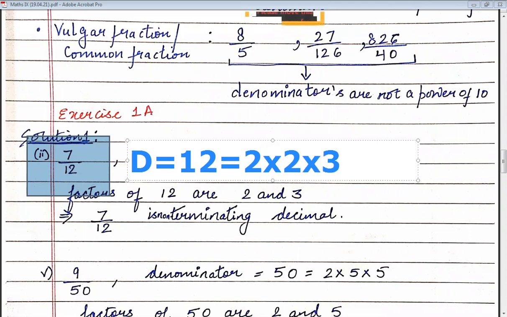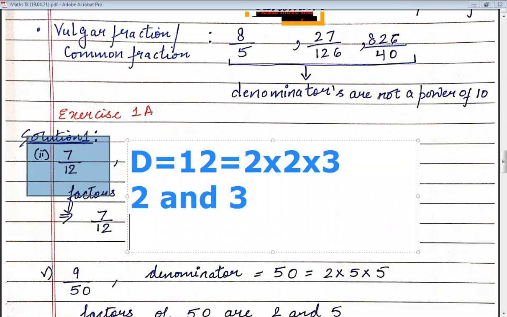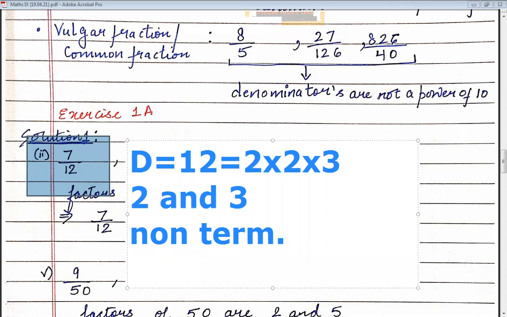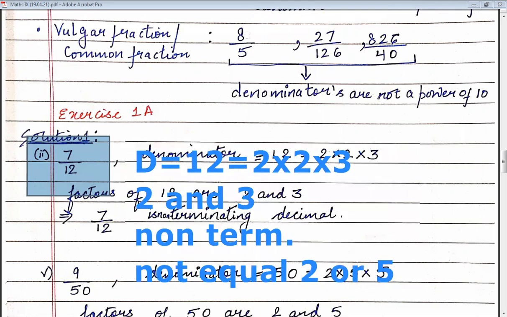So what are the prime factors of this denominator? That is 2 and 3. Can you tell me whether it is terminating or non-terminating? Yes, you are right, this is a non-terminating decimal. Why non-terminating? Because the factors are not only 2 and 5. It should only be 2 or 5, but here you have 3 also. So it means this is your non-terminating decimal. Children, I hope you are clear with this question.